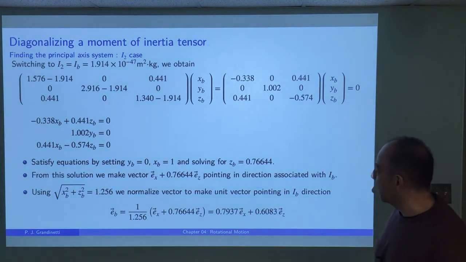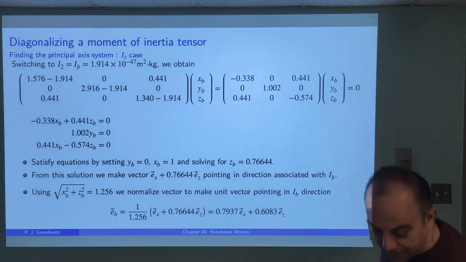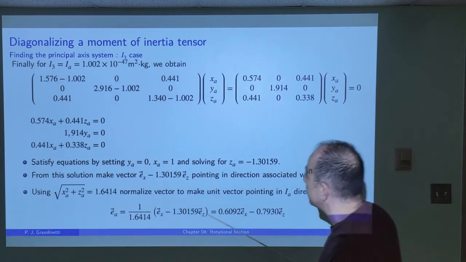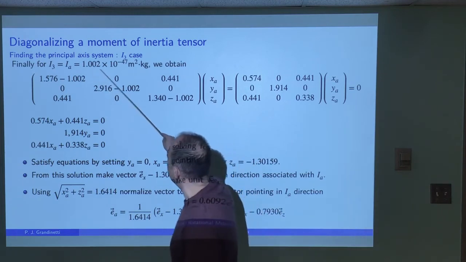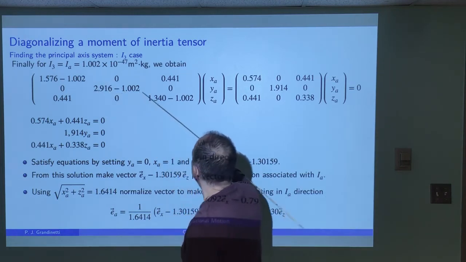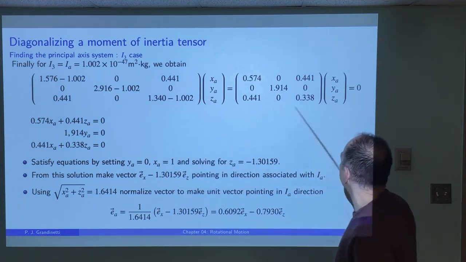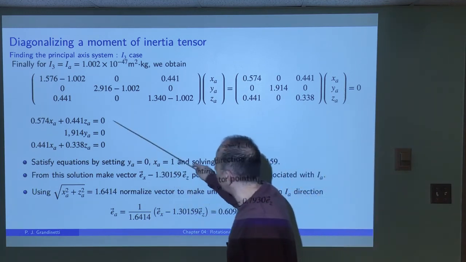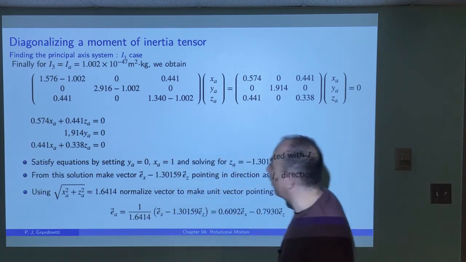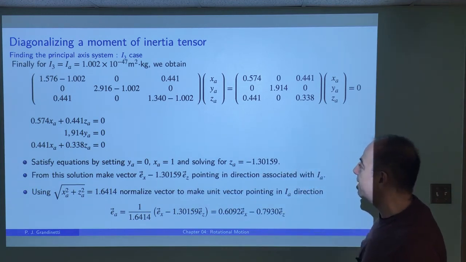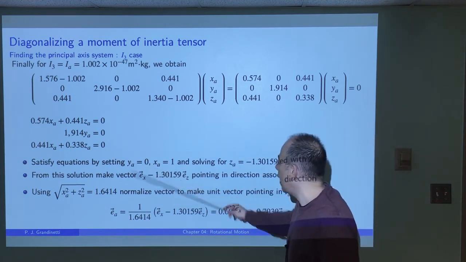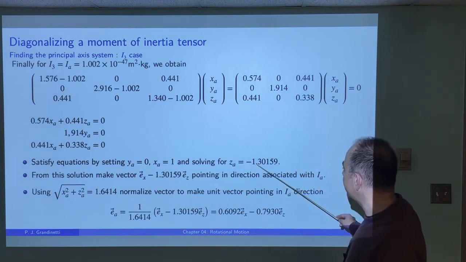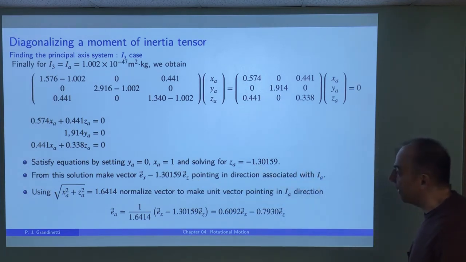That's a little bit harder than the previous example. Now the next example for A is about the same. So now we got 1.002. Again, we subtract it from the diagonal. We get this matrix. We multiply it times the x, y, and z vector. We get these three equations. And now what we do, we set y equal to 0. We set x equal to 1. We solve for z. We get minus 1.30159.